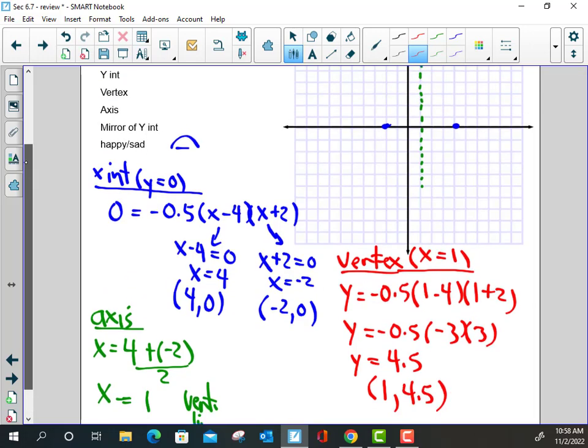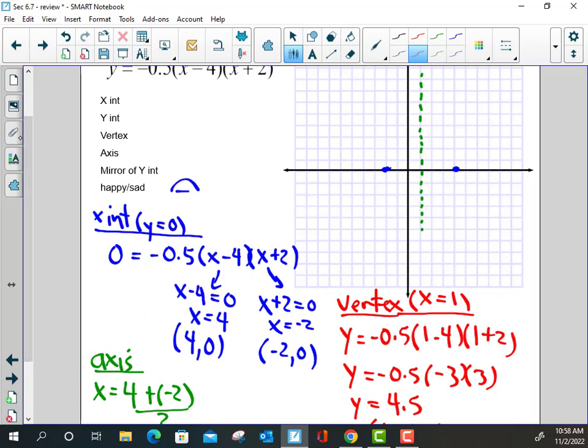Okay, so if we take a look, now we go over 1 and up 4.5 and put a dot. Already that's a nice shape. You can see how that's going to be a sad curve. So this is starting to look like everything's going to fit. So my vertex is at 1, 4.5. My x-intercepts were negative 2, 0, and 4, 0.